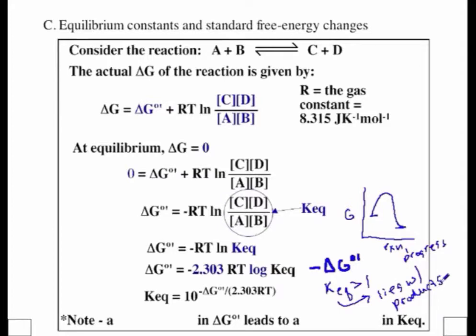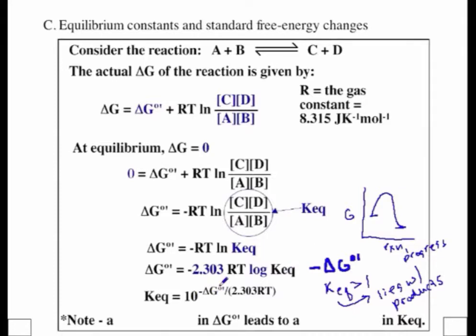Cool. Now, likewise, we could say the same thing if we had a delta G naught prime that was positive, then this term, KEQ, 10 to the negative number, would be less than 1. So KEQ less than 1 lies with reactants, and we would see a swapping in the curve, right, where the reactants were actually at a lower energy state than the products, and the delta G naught prime is then a positive value. Excellent. Now, one more thing.